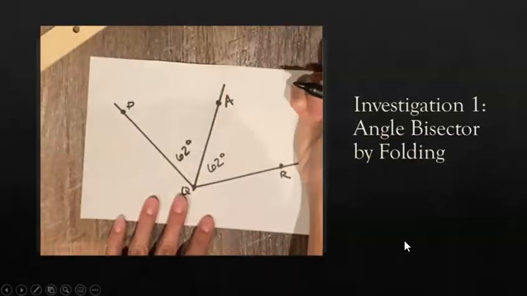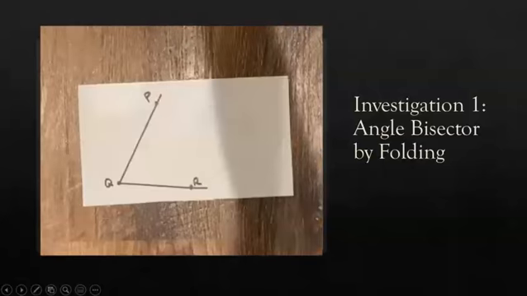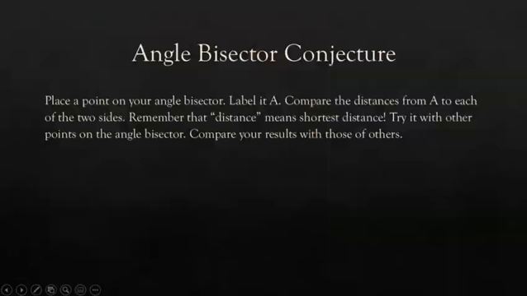I'm going to label a new point A on my angle bisector. I'm going to compare the distances from A to each of the two sides. Remember, the distance needs to be the shortest distance, so it should be perpendicular with the side of your angle. Try it with other points on the angle bisector and compare your results.